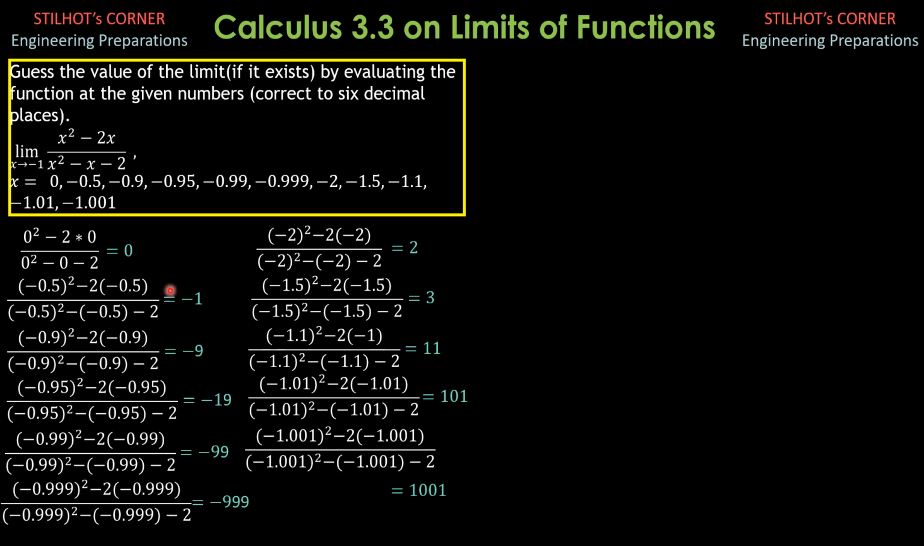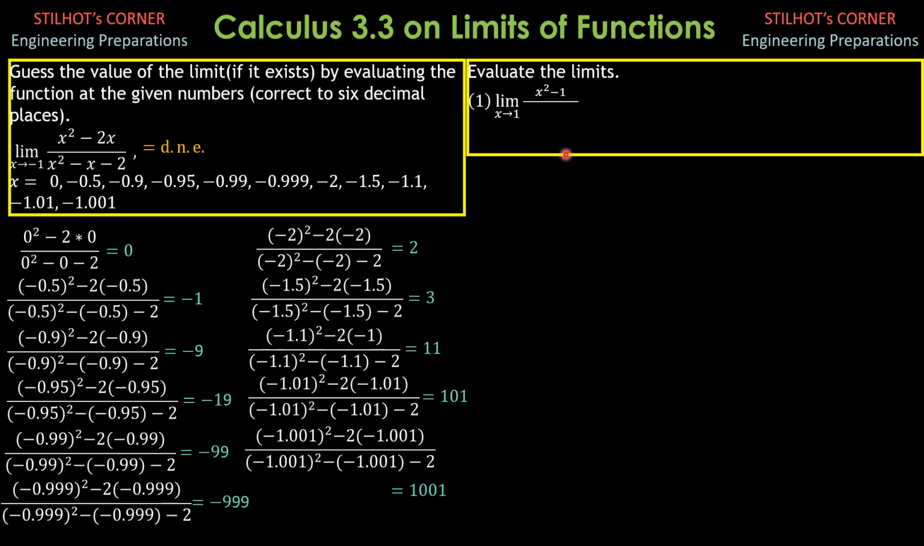Since the right-hand limit, -9999, is not equal to the left-hand limit, which is 1001, as x approaches -1, and since the left-hand and right-hand limits are not equal, it is true that the limit does not exist. So the answer: no limit, or the limit does not exist.